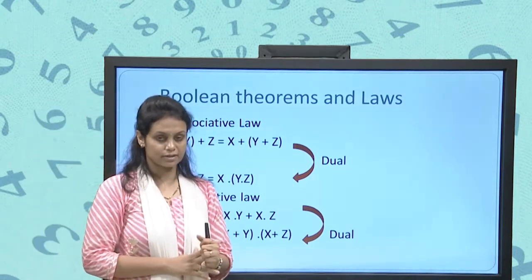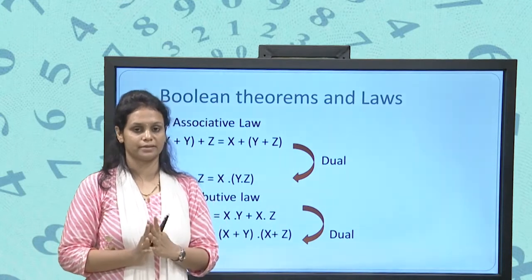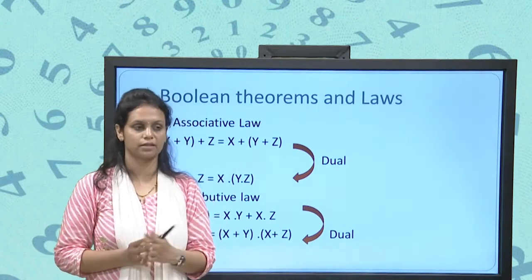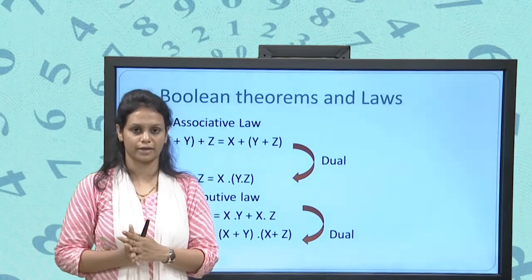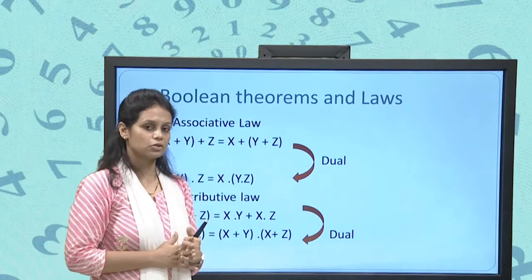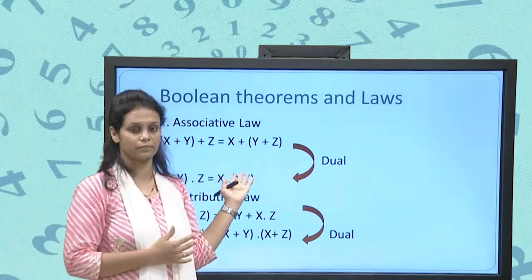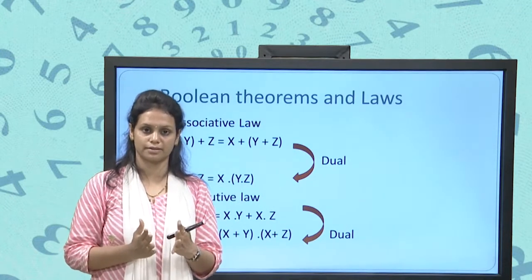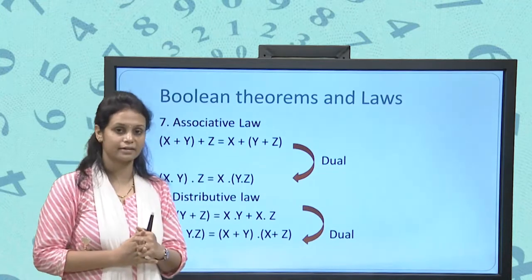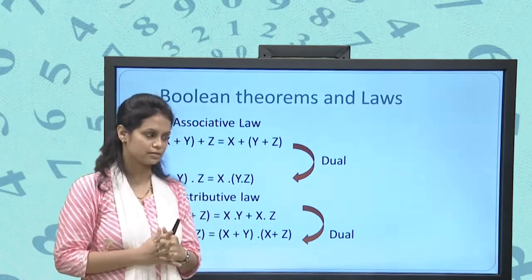What is the difference between the associative law and the commutative law? In the commutative law we check two elements: a plus b equals b plus a, or x plus y equals y plus x, or x dot y equals y dot x. Fine. And in the associative law the participating elements are three: x plus y plus z, or x dot y dot z. Okay. How will we write the dual? We will replace plus by dot, or dot by plus, right.